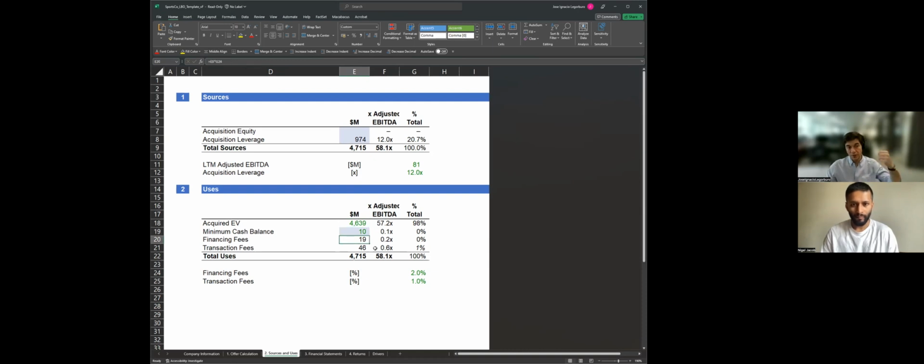There are the financing fees, 1%, 2% of all the debt that I'm raising, and then 46 million that I would need to pay to the investment bank, the diligence, etc. So that is a 4.7. This is saying that the financing fees are 19 million and the transaction fees 46 million. You're paying 19 million dollars to investment banks and the banks for the financing part of things, and then you're paying 46 million to all the consultants and things like that, right?